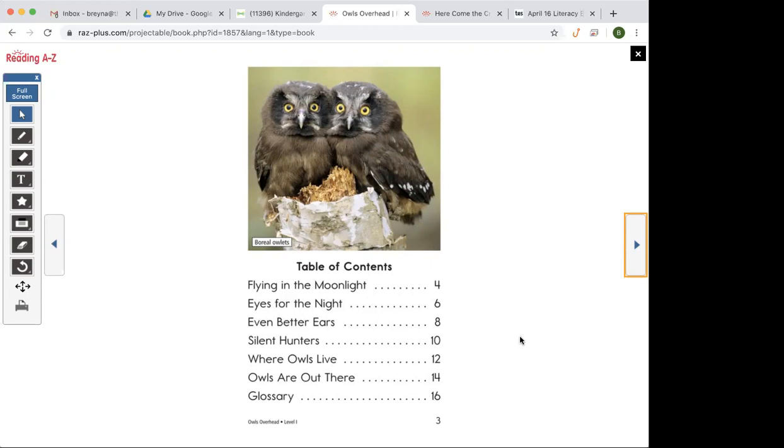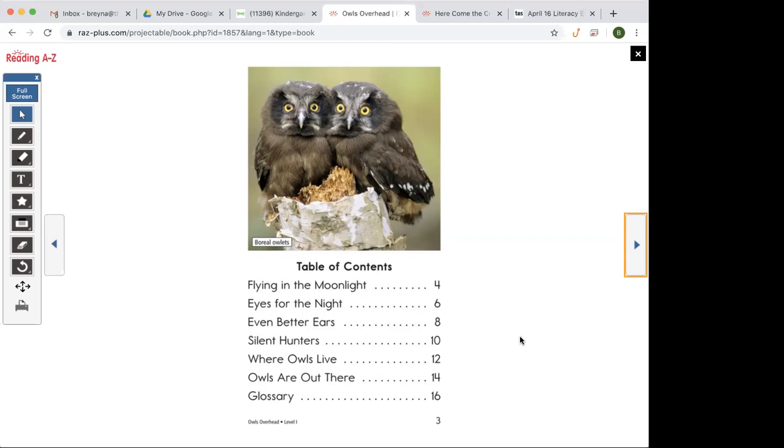The great thing about a table of contents is if I did not have a lot of time and I couldn't read this whole book, then I could go and see, what do I want to read about? And I could look at my table of contents, and I see that if I wanted to read about where they live, I could go straight to page 12 and learn about that. Or if I wanted to learn about their ears, the table of contents tells me to go to page 8 to read about that. So that's a nice thing about a table of contents. It also says that there's a glossary in this book at the end.